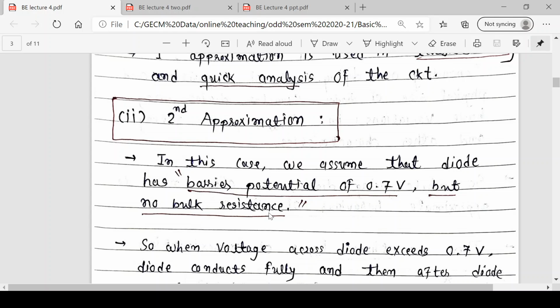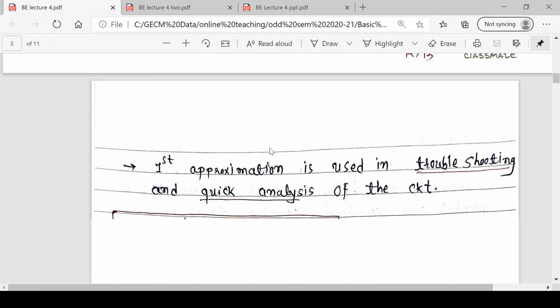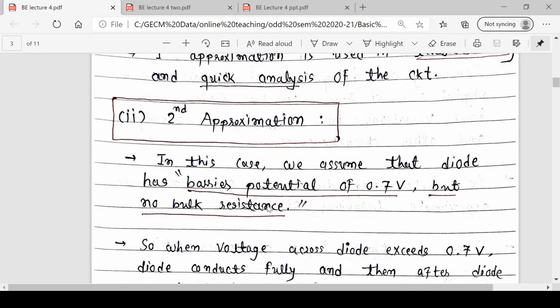That means the second approximation diode has barrier potential present, but there is no bulk resistance. What do you mean by bulk resistance? That we discussed in the last lecture. The total ohmic resistance of the P region and N region is called bulk resistance, and it is very small, around 1 ohm. So in the ideal diode, there was no barrier and no bulk resistance. In the second approximation, we assume that there is a barrier present over here, but there is no bulk resistance.